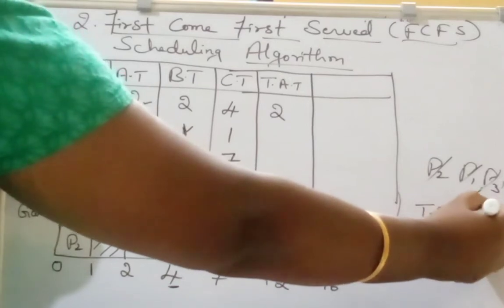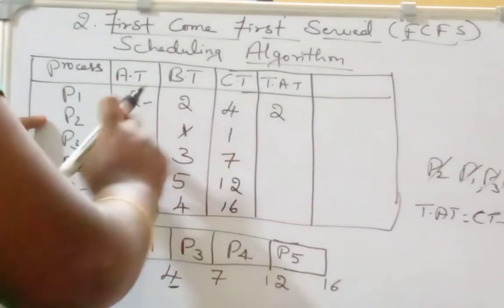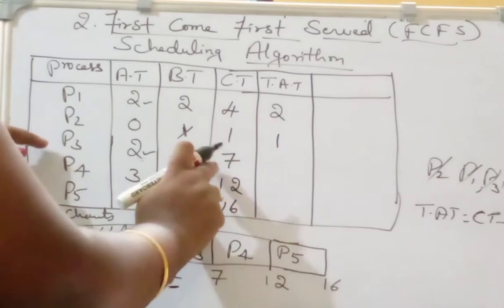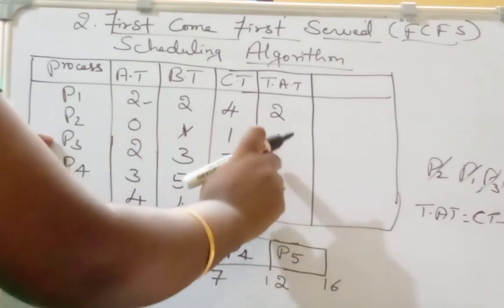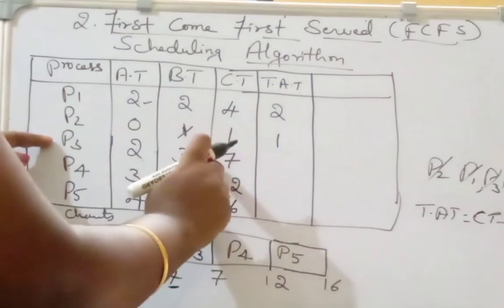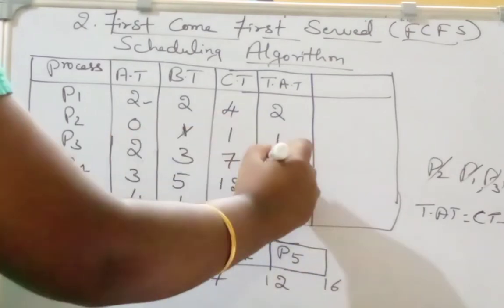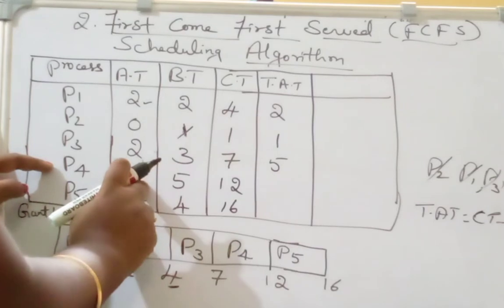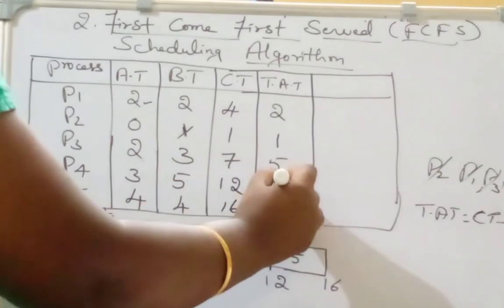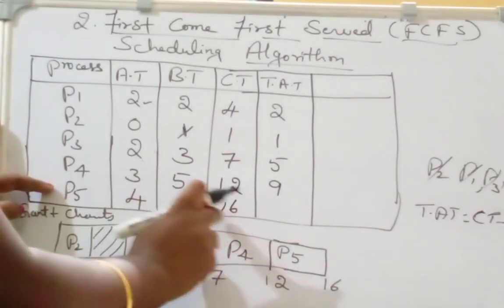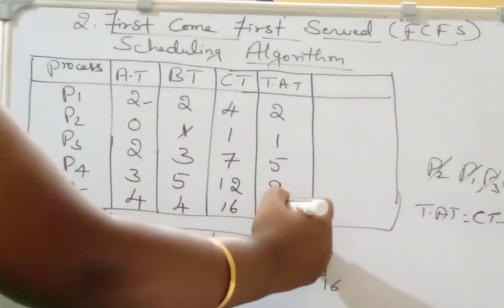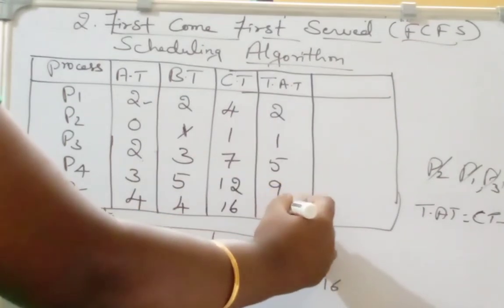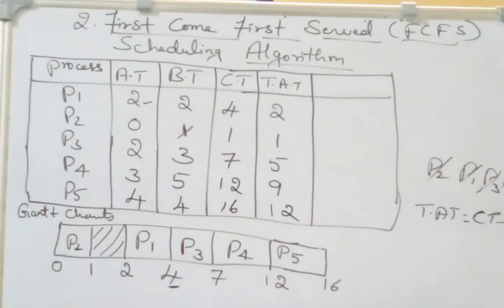Turnaround time is completion time minus arrival time. For P2, 1 minus 0, that is 1. For P3, 7 minus 2, that is 5. For P4, 12 minus 3, so that is 9. And for P5, 16 minus 4, so it is 12. So now we have calculated the turnaround times.